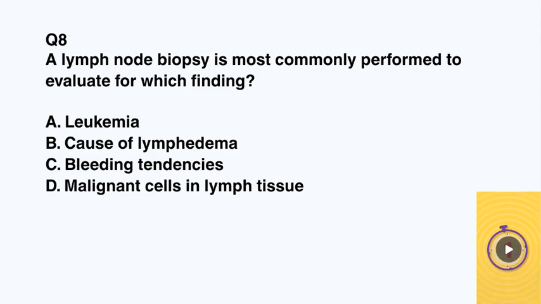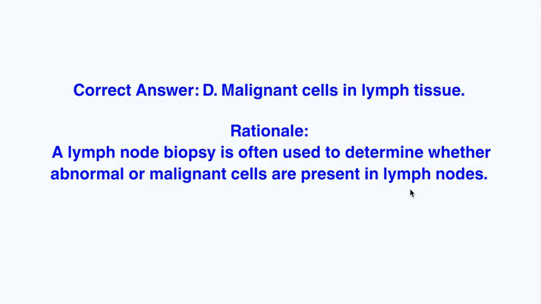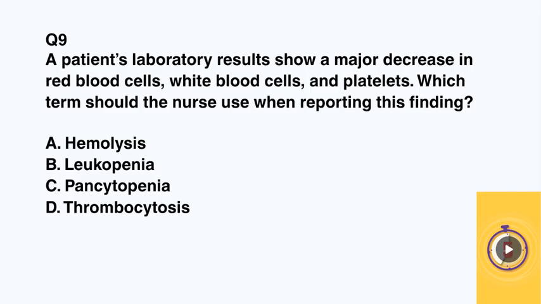Okay, so the correct answer is letter D, malignant cells in lymph tissue. This is the rationale. A lymph node biopsy is often used to determine whether abnormal or malignant cells are present in the lymph nodes. Let's go to question number 9.